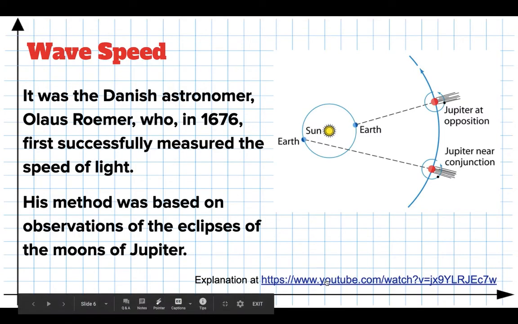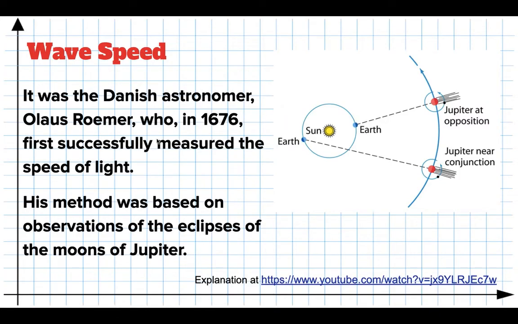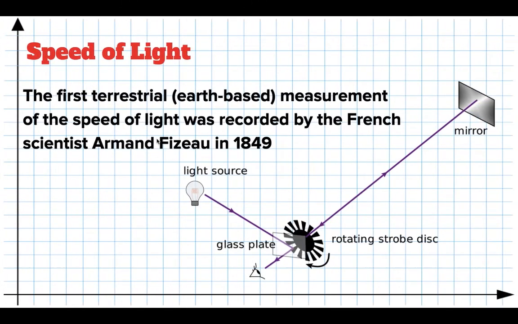There's a clever little animation you can watch. It's not that important for our purposes, but it's interesting how this was done. You can look up Rohmer speed of light experiments, and there's some nice animations that fill you in on the details of that. So a lot of physicists have spent a lot of time trying to accurately measure the speed of light. Fizeau was a French scientist who measured it by a rotating strobe disk that he shone a light through.